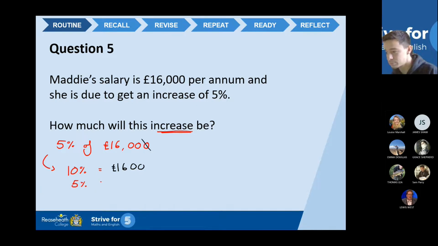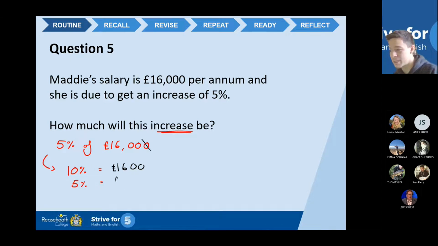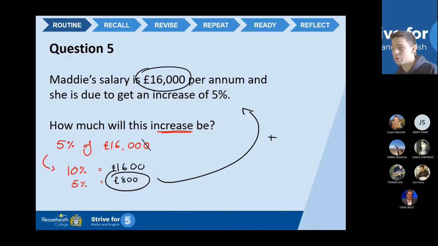So what I'm going to do is half 1,600, which gives me £800. So the increase is £800. So she's going to get paid an extra £800 per year. Now, I think the question wants to know just 800, but if it says how much would her new salary be, you take that 800 and then you'd plonk it on top of her original salary.